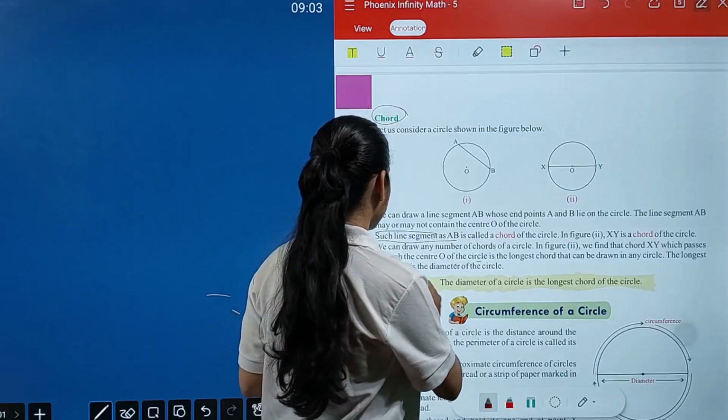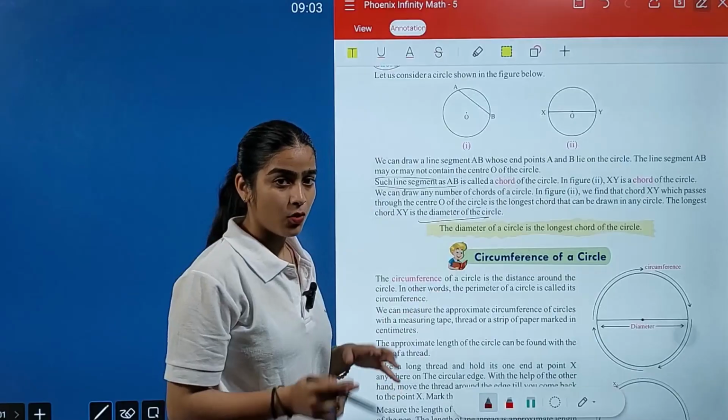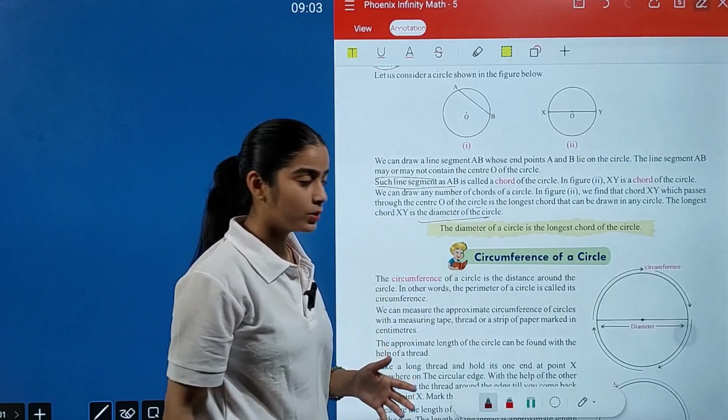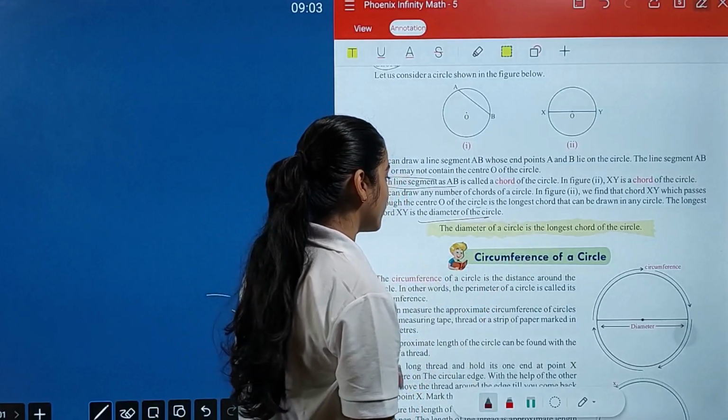The longest chord XY is the diameter of the circle. So it could touch the diameter, or cross the diameter. It could cross the center or it could not. So that is your chord. The diameter of a circle is the longest chord of the circle.